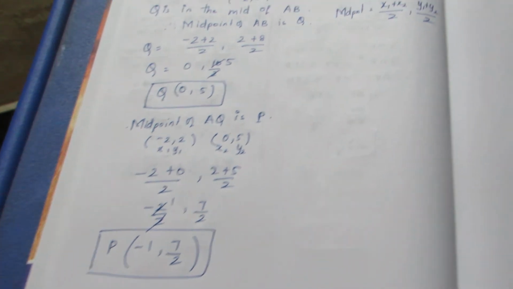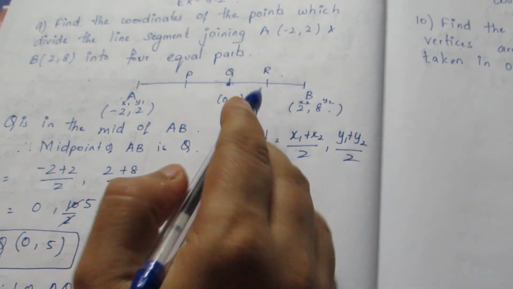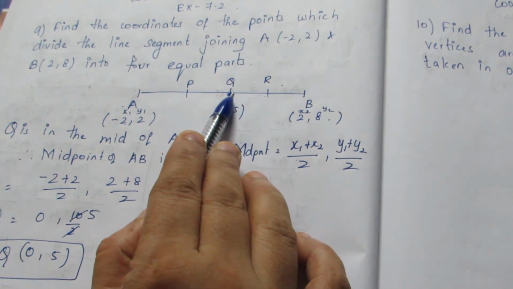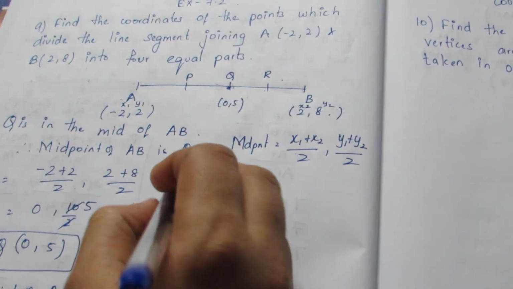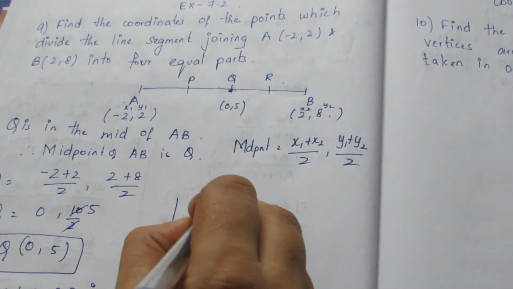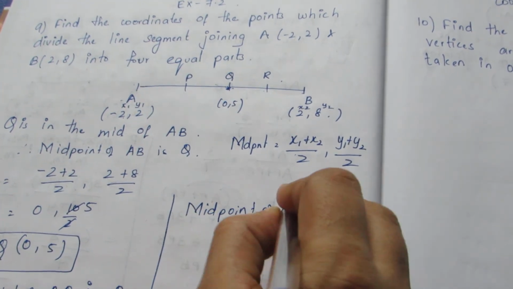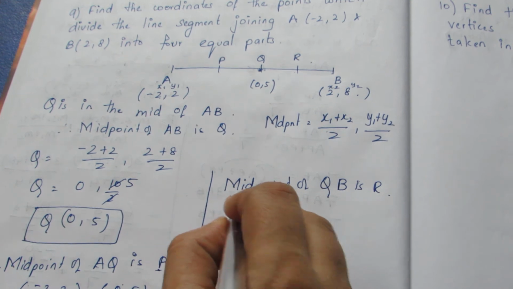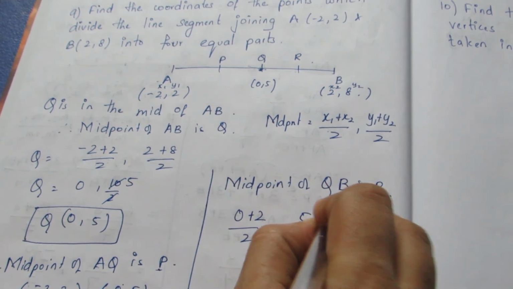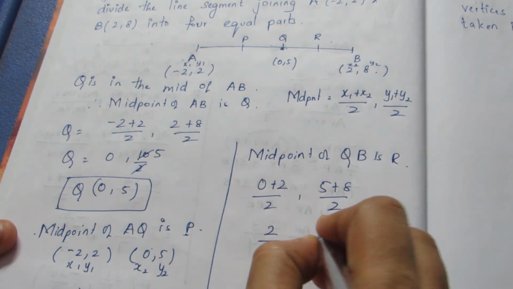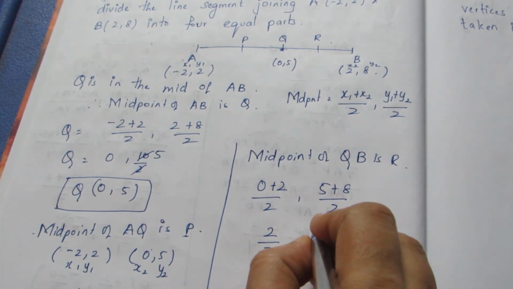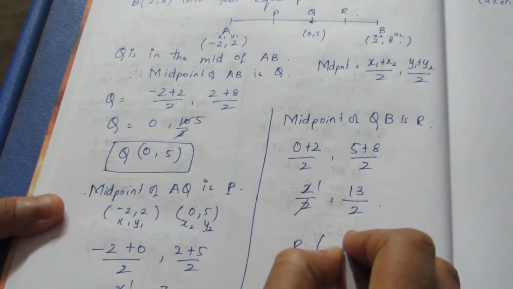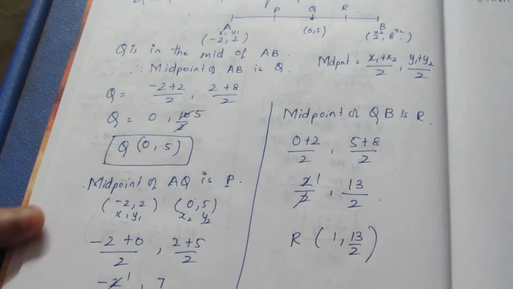Now we need to find R. Here if you see, R lies between Q and B, because it is one part from Q and one part to B. So we can say the midpoint of QB is R. Substituting in the formula, we get (0 plus 2) by 2 comma (5 plus 8) by 2. Here 2 by 2 becomes 1, and the other is 13 by 2. So the R value is (1, 13 by 2).